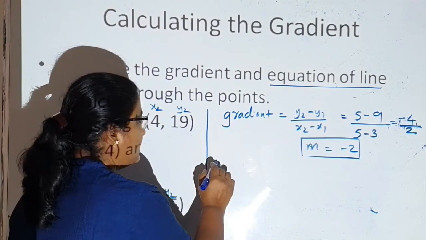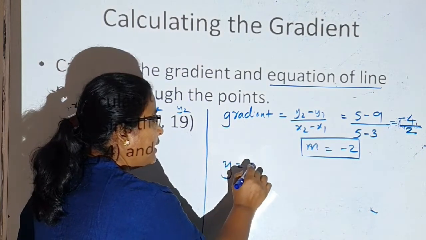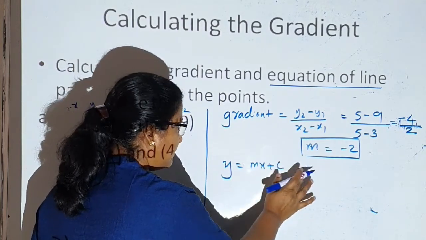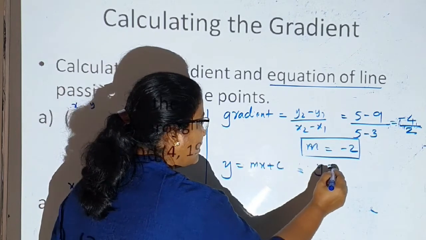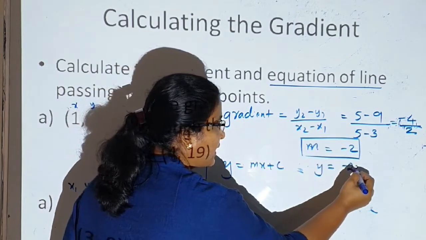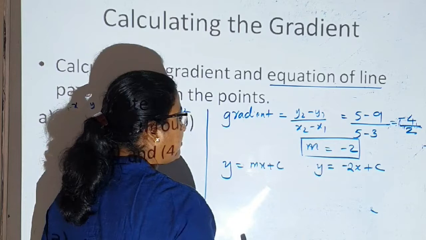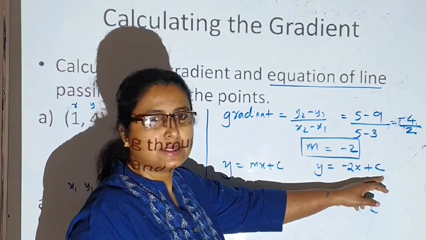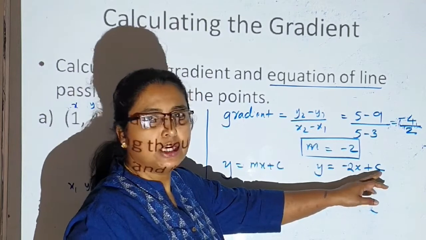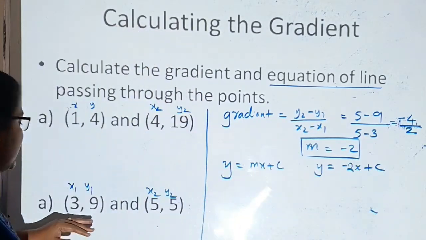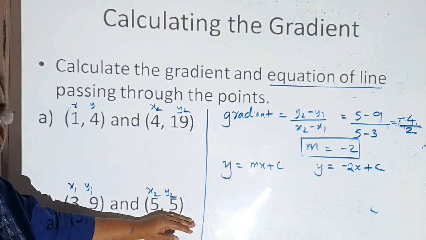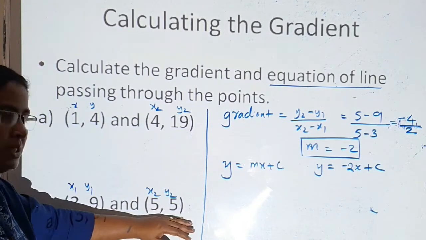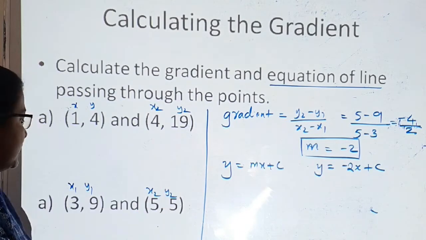Now the equation of the line is y equals mx plus c, which means y equals the m value we got, negative 2x plus c. The next step, we have done halfway now. We have to find the value of c. To find the value of c, you can choose either the first point or the second point. This time I will choose the second point, (5, 5).